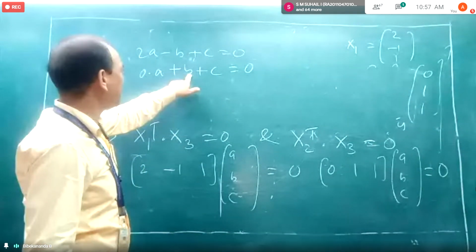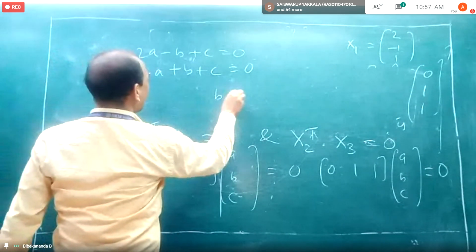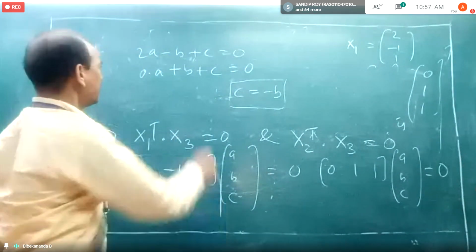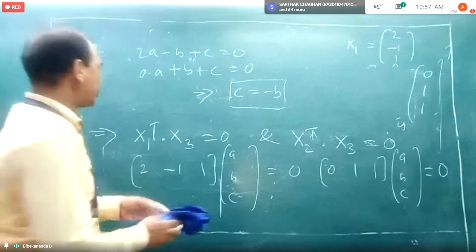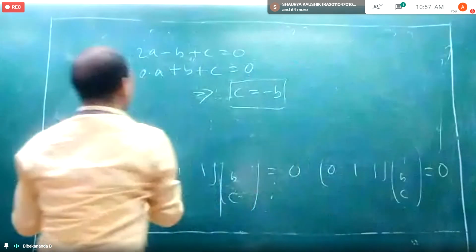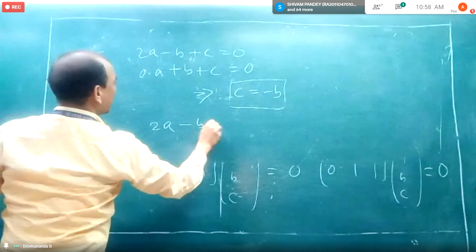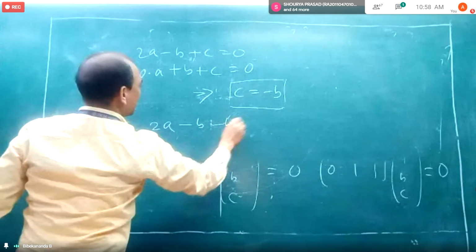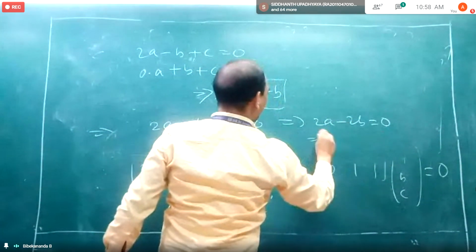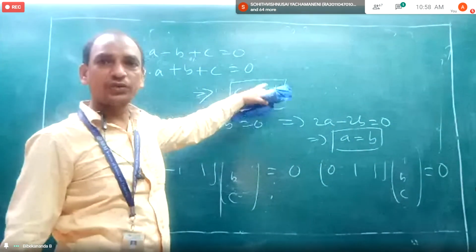So from the second equation, c equal to minus b. If we put that in the first equation, 2a minus b plus c, and c is nothing but minus b, is equal to 0. That implies 2a minus 2b equal to 0, and so a equal to b.